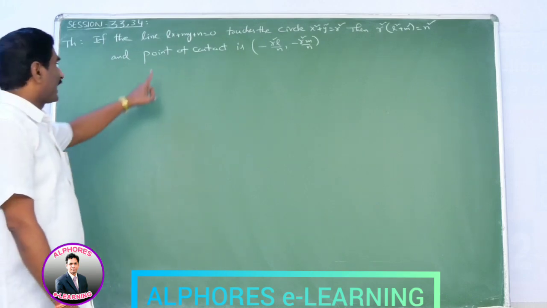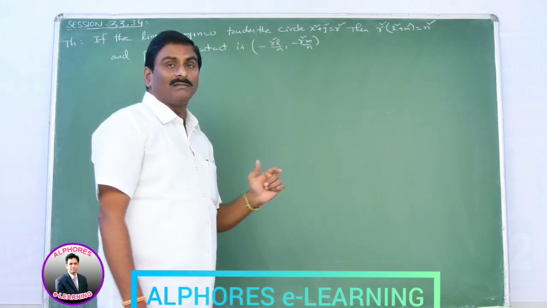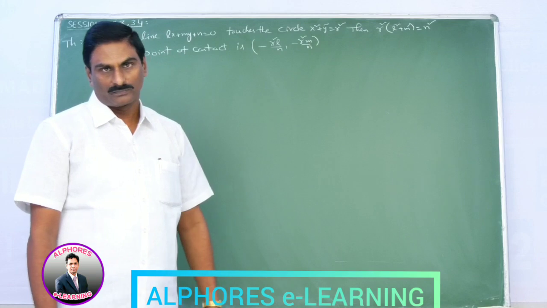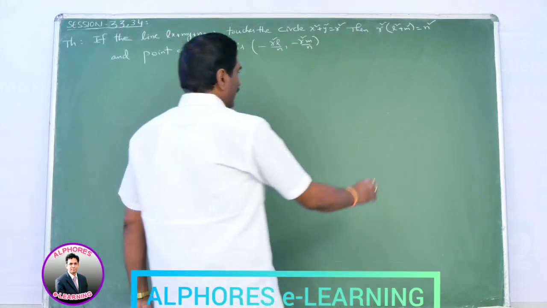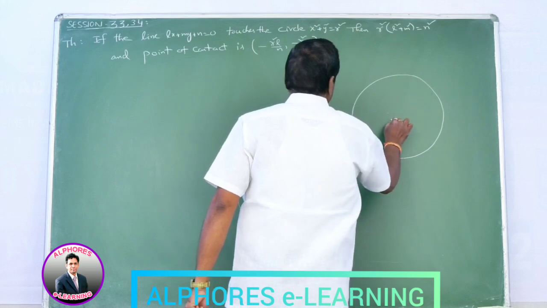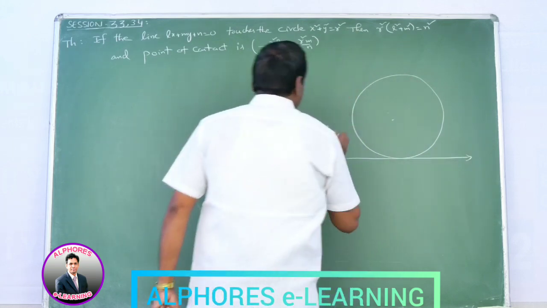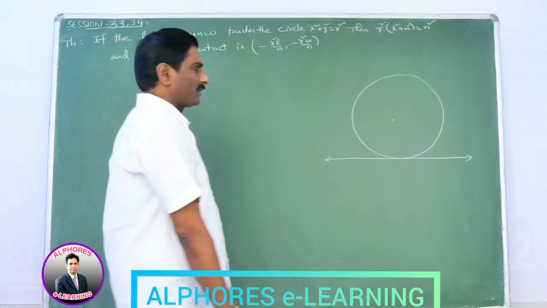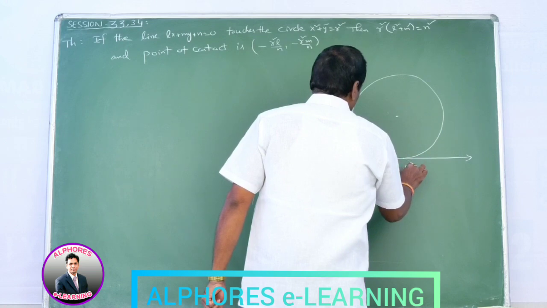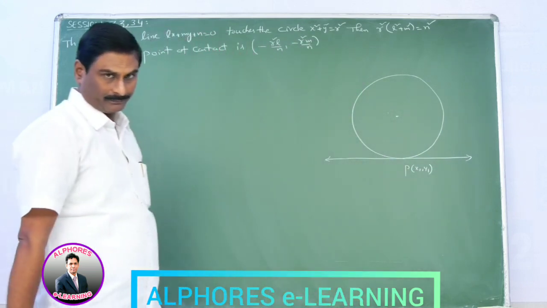Here the given line is Lx + My + N = 0. This line touches the circle. The line touches the circle means that it is the tangent to the circle. Okay. The given circle is x² + y² = r². It is one of the circles, and this line Lx + My + N = 0 touches this circle. That means these two have only one common point. Say that common point is P(x1, y1). That is nothing but the point of contact.